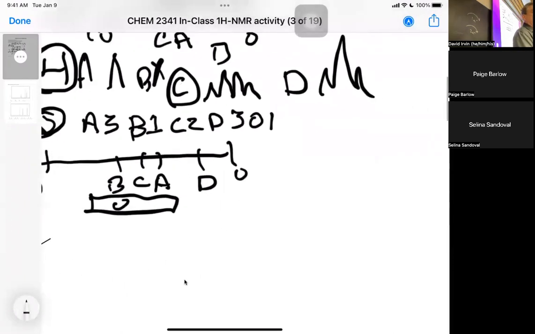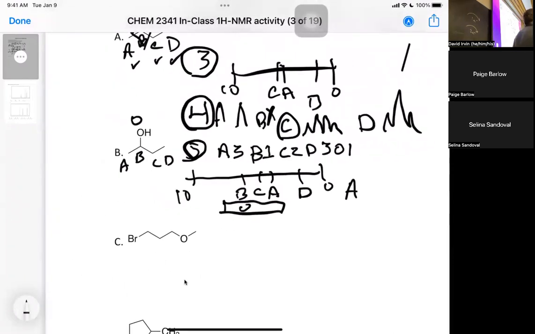All right, let's look at A right here. How many hydrogens are within 3 bonds of the signal for A?